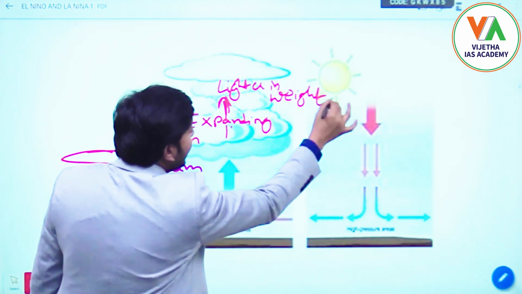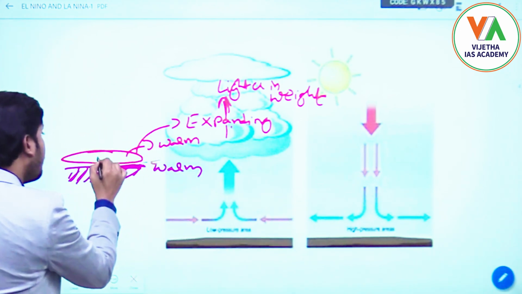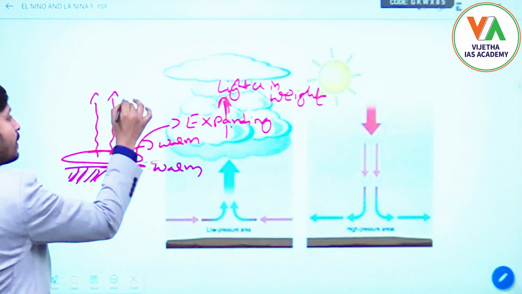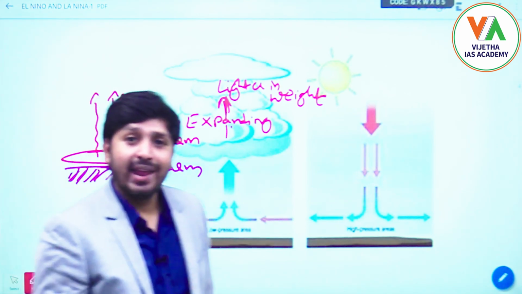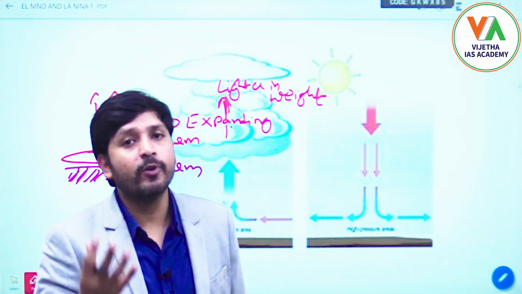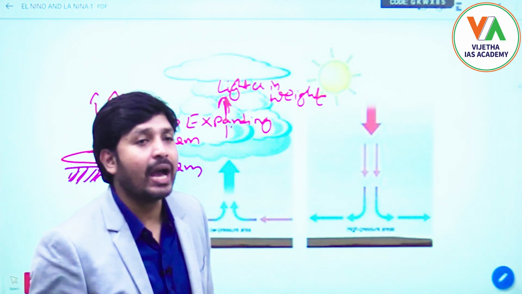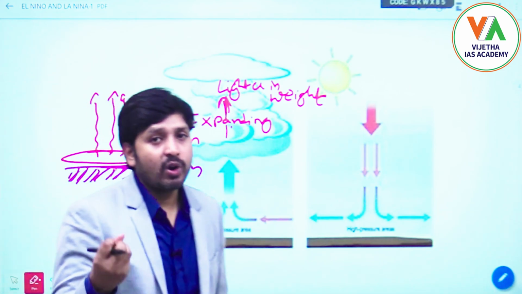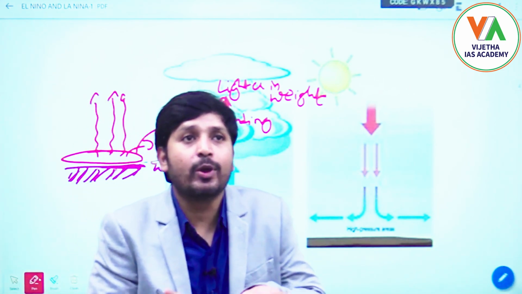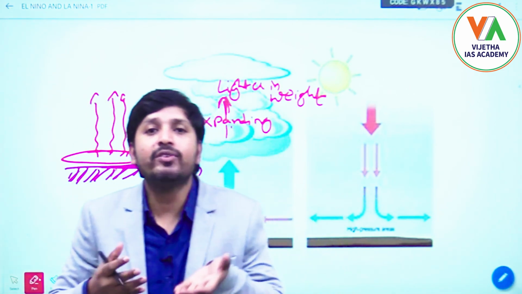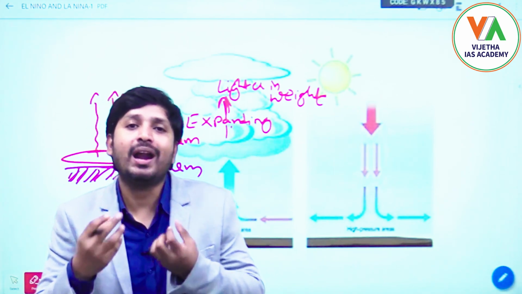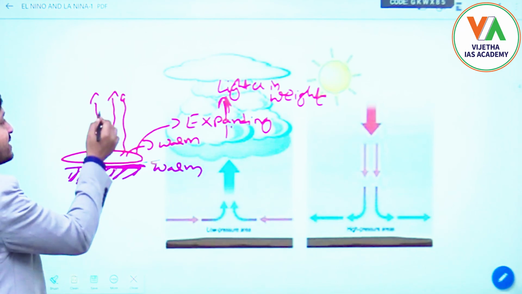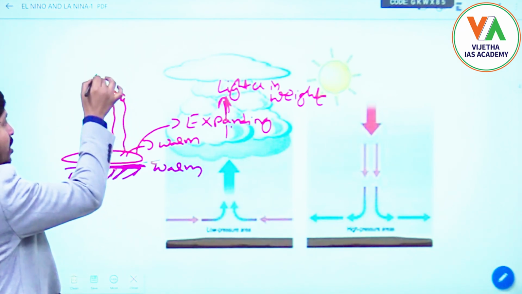Once it becomes lighter in weight, it will try to move upwards. In the process of moving upwards, whatever the warm air packet is there, it will become a little bit cooler and cooler with height. So this warm air which is rising will become cooler.